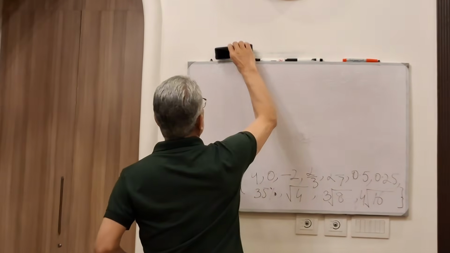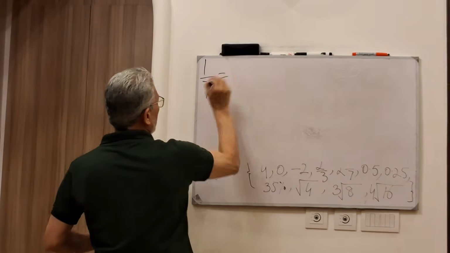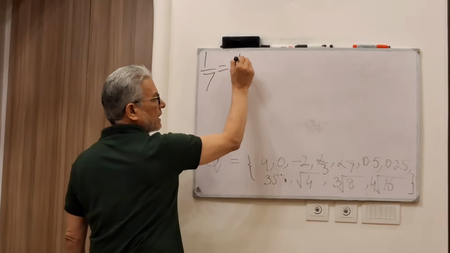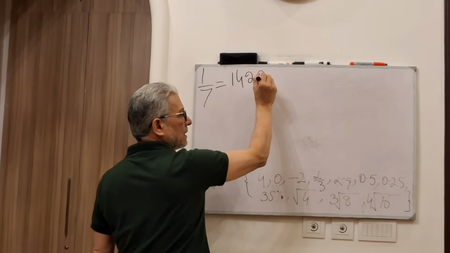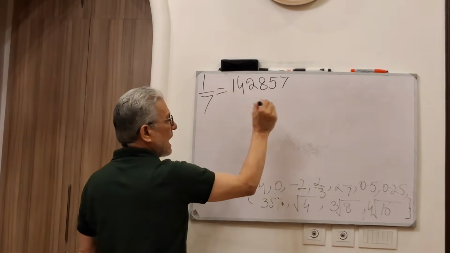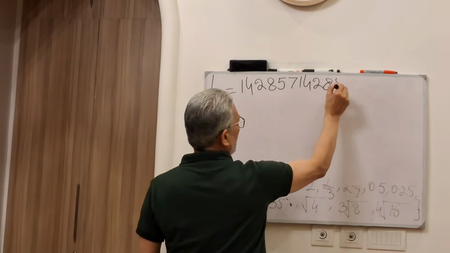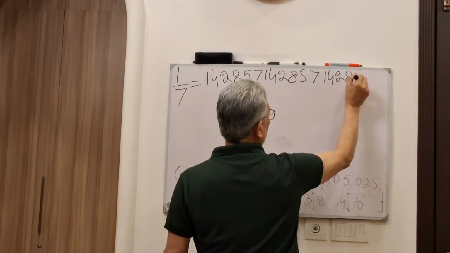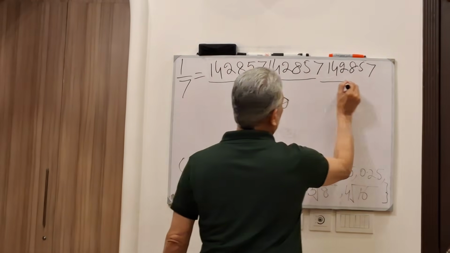1/7. 7 ones are 7, 7 fours are 28, 7 twos are 14, 7 eights are 56, then 7 fives are 35, 7 sevens are 49, again 7 ones are 7. 1, 4, 2, 8, 5, 7, 1, 4, 2, 8, 5, 7, and it keeps repeating.